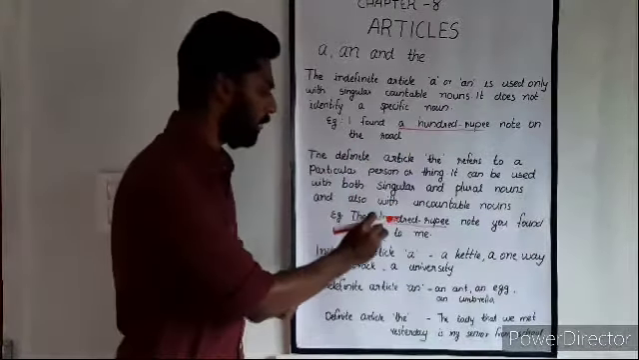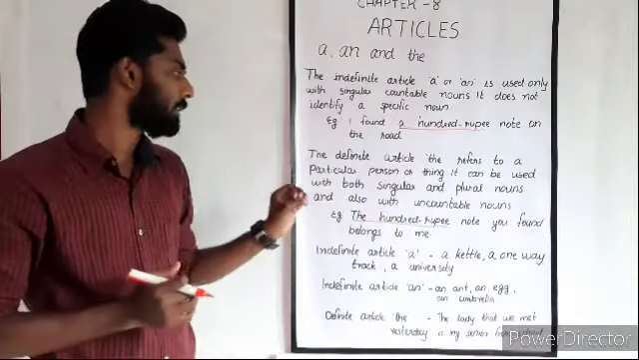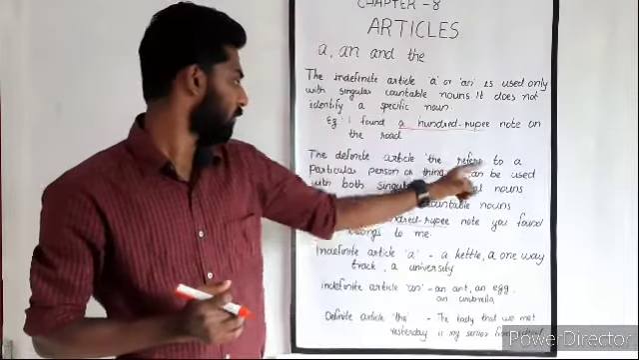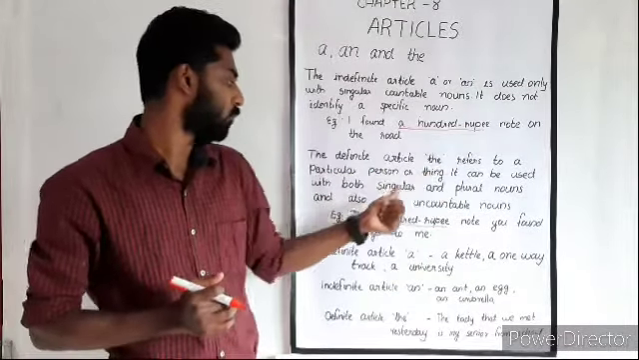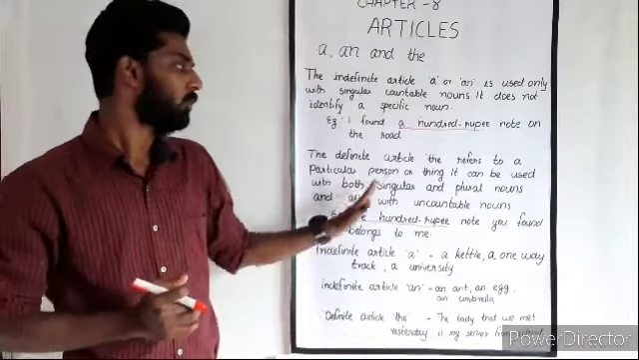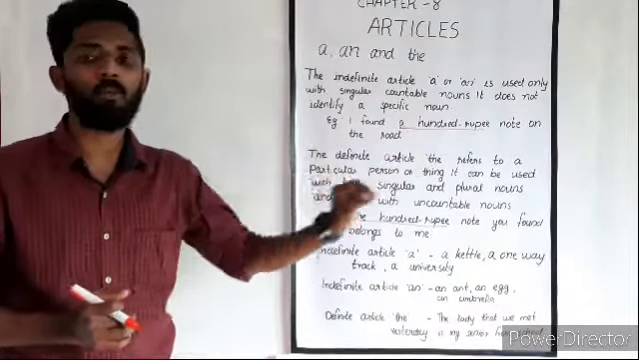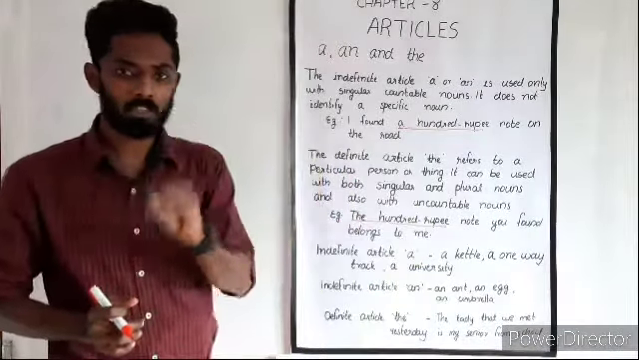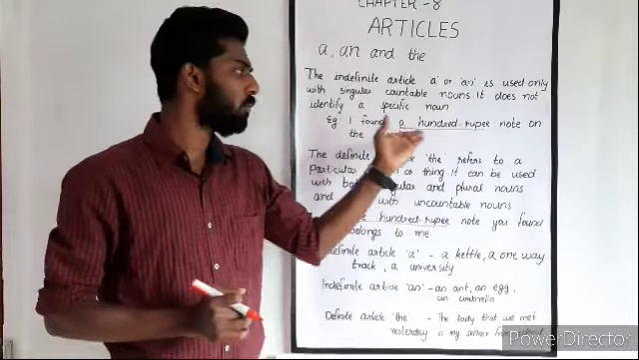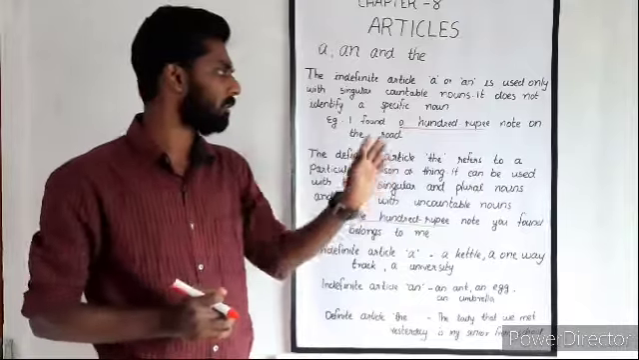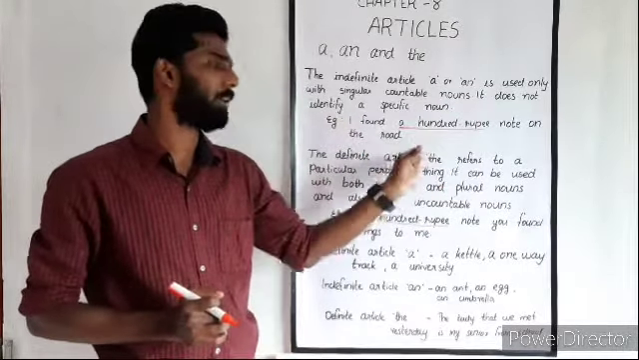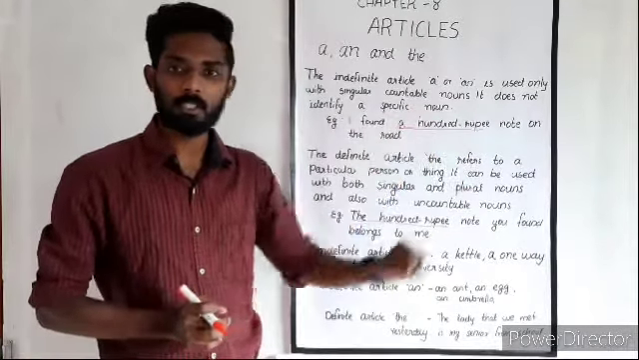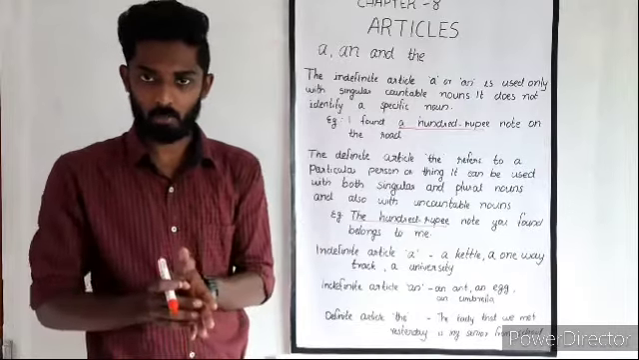But when we use a definite article, they will specify what it is, and that is why it is said the article 'the' refers to a particular person or thing. It can be used with both singular and plural nouns. So it refers to a particular person or thing. So here a particular thing is mentioned in the sentence. But here we won't find a particular thing, because in 'I found a 100 rupee note on the road', there is no specification with regard to which 100 rupee note they are speaking about. So this is all about it.